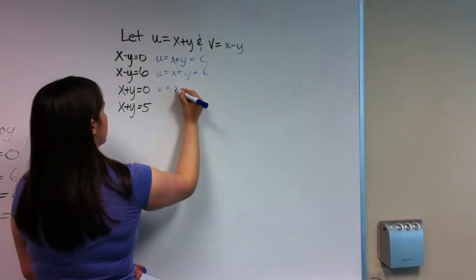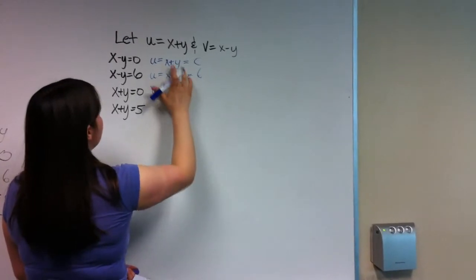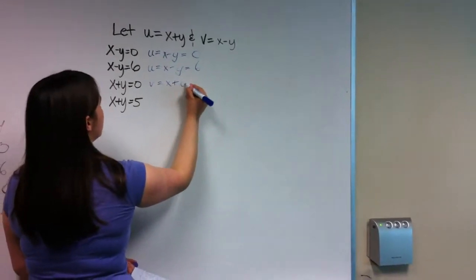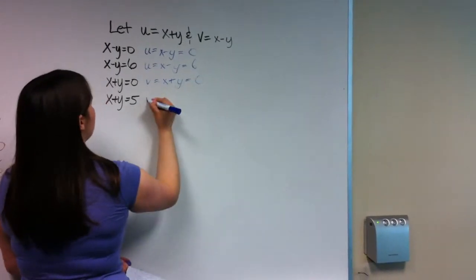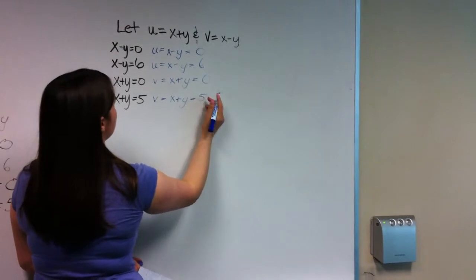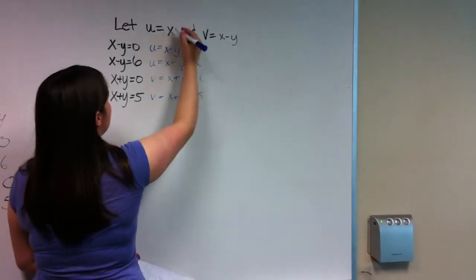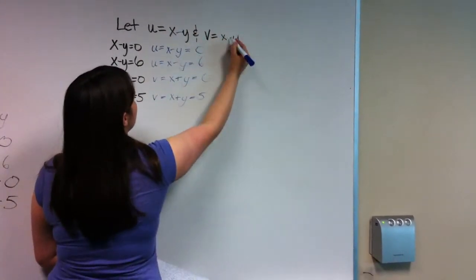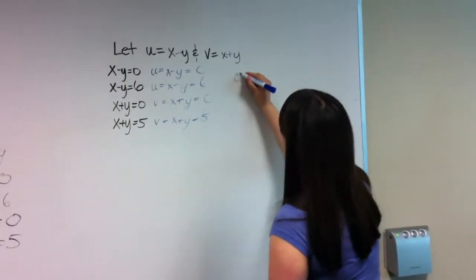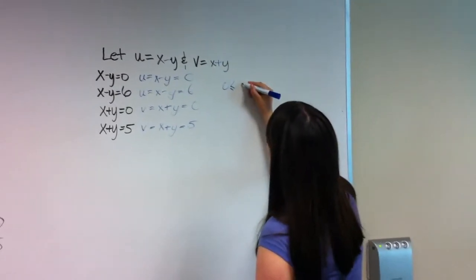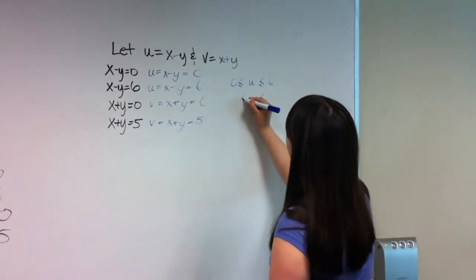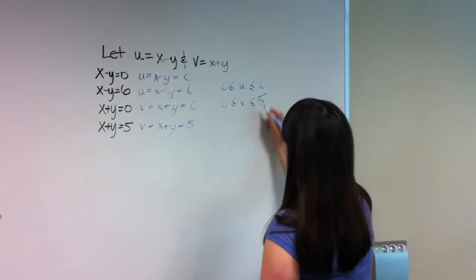V equals x minus y. And then we have v equal x minus y, which equals 0, and v equal x minus y, which equals 5. Let me fix this up here. And then we have the boundaries of u being between 0 and 6, and v being between 0 and 5.